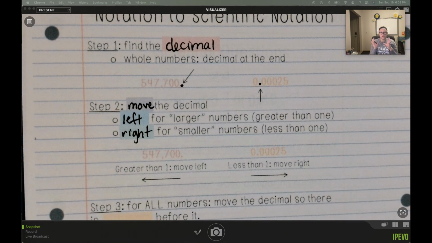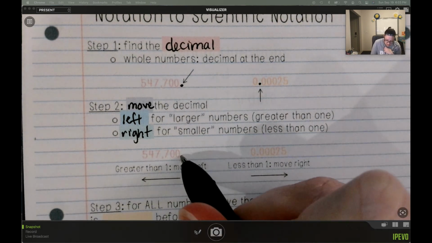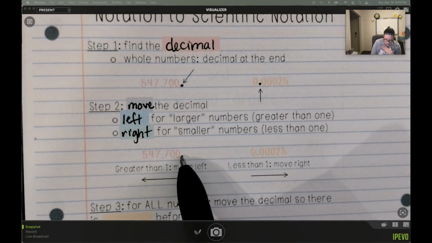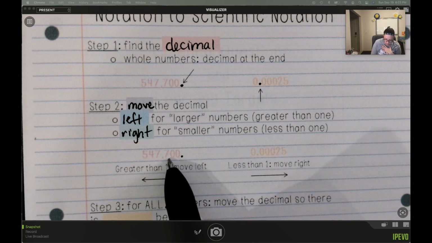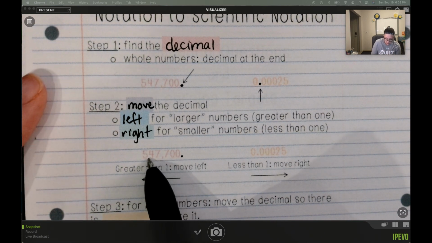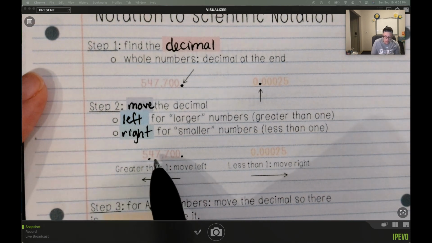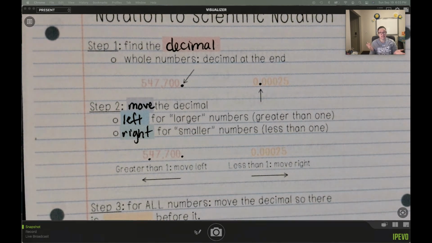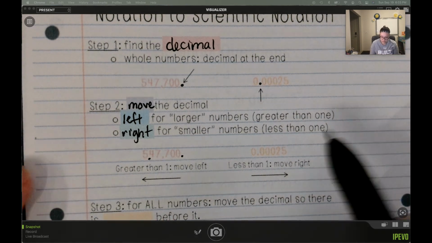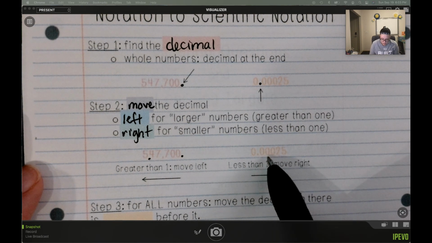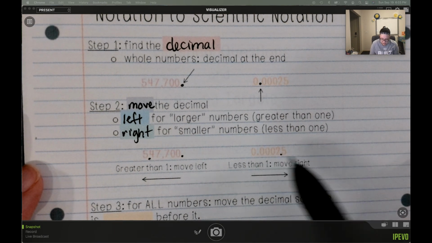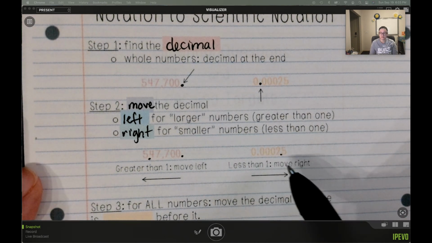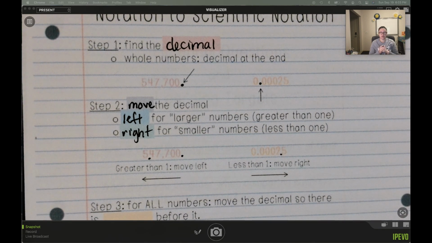Because again, the goal is to get this number so that the decimal place makes it between 1 and 10. So if my decimal starts here, I need to move it, move it, move it, move it here. Now it's 5.477. Now it's between 1 and 10. On my decimal, I want to move it, move it, move it, move it here. I made my number 2.5. 2.5 is a decimal between 1 and 10.